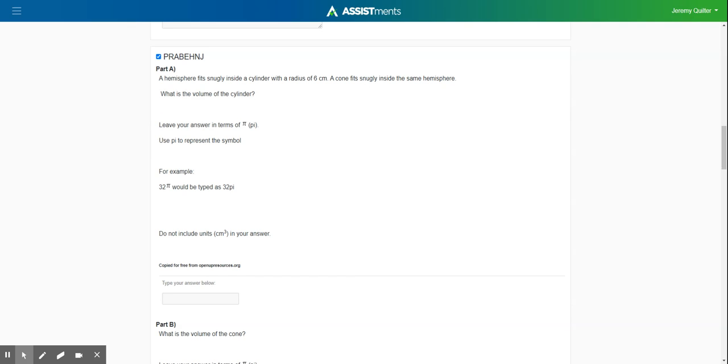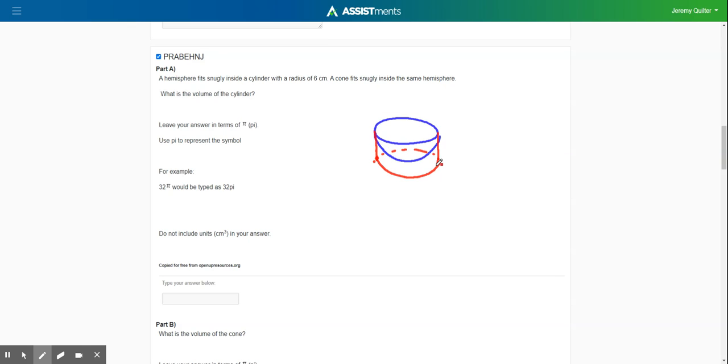I think this one will take a little bit of a picture to understand. A hemisphere fits snugly inside of a cylinder with a radius of 6 centimeters, and a cone fits snugly inside of the same hemisphere. If we start with the hemisphere, remember, a hemisphere is half of a sphere. If we fit that hemisphere snugly inside of a cylinder, the cylinder would fit approximately right here, and we have the base of the cylinder.